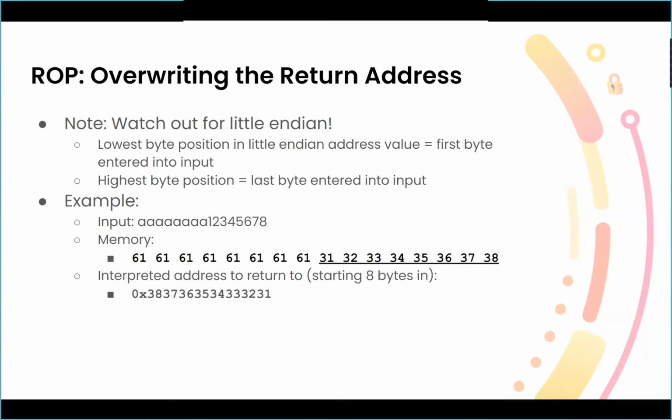And so you do have to watch out for little endian a bit, because you might think if you enter A, B, C, D, which is 61, 62, 63, 64, right, that is the address 0x61626364. That is not actually the address, because in little endian, it's reversed. So it would actually be 64, 63, 62, 61. So you want to enter all of your addresses in reverse.